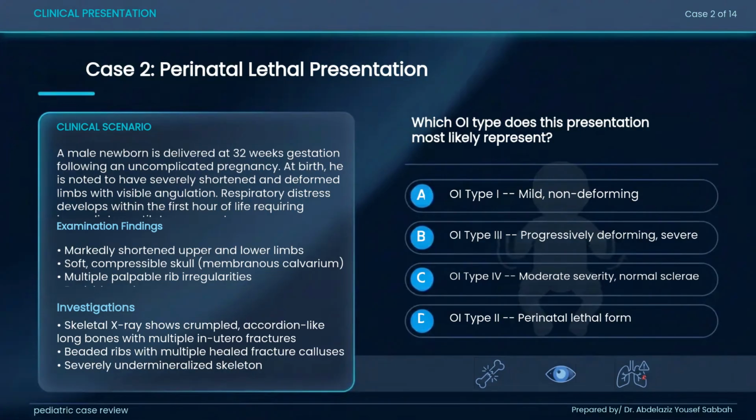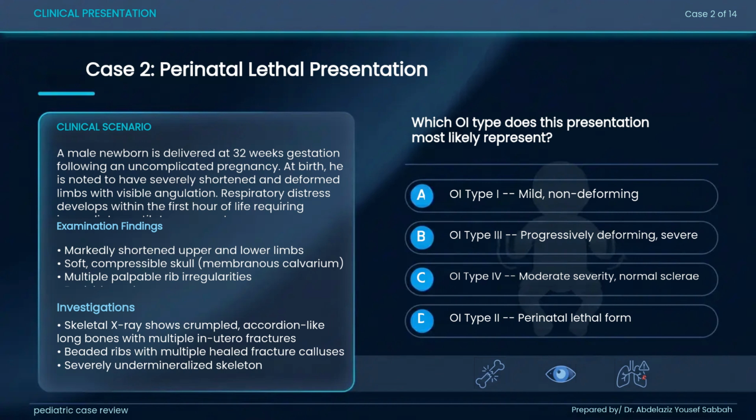Case 2. A male newborn is delivered at 32 weeks gestation following an uncomplicated pregnancy. At birth, he is noted to have severely shortened and deformed limbs with visible angulation. Respiratory distress develops within the first hour of life, requiring immediate ventilatory support. On examination, markedly shortened upper and lower limbs, soft compressible skull with membranous calvarium, multiple palpable rib irregularities, and dark blue sclerae. Skeletal X-ray shows crumpled accordion-like long bones with multiple in utero fractures, beaded ribs, and severely undermineralized skeleton.